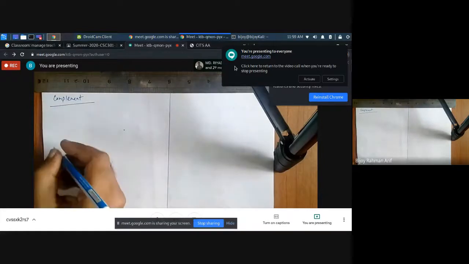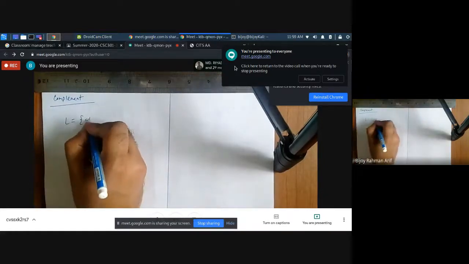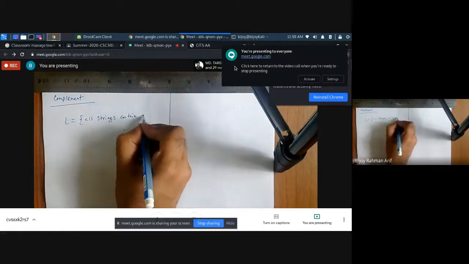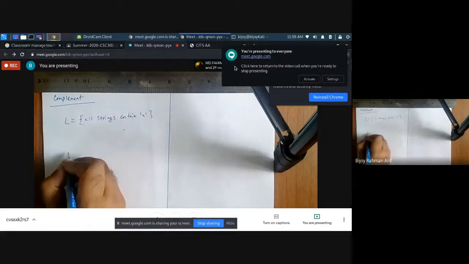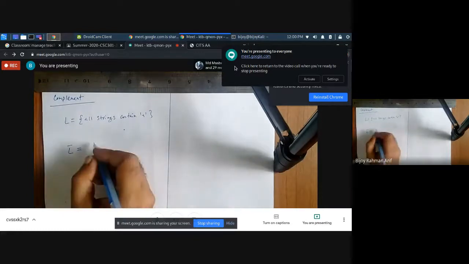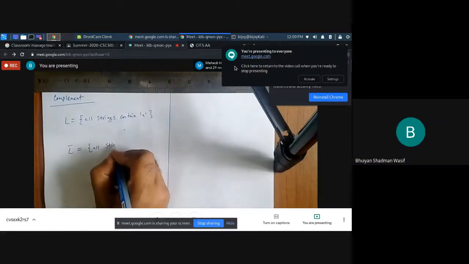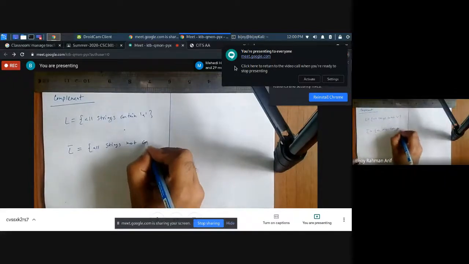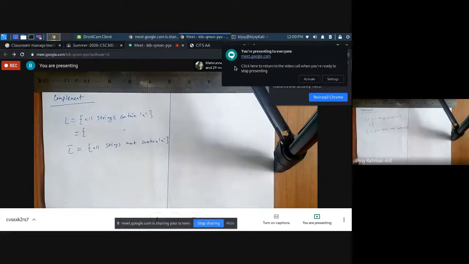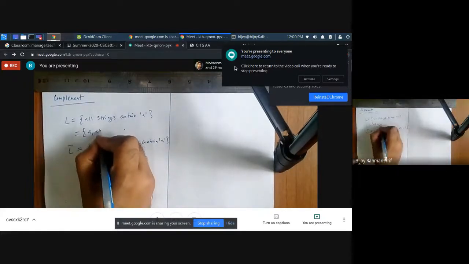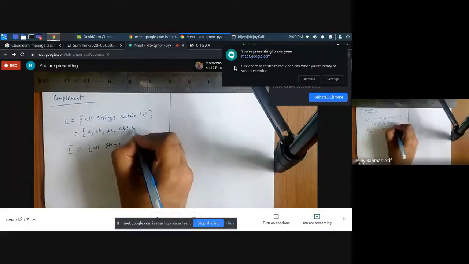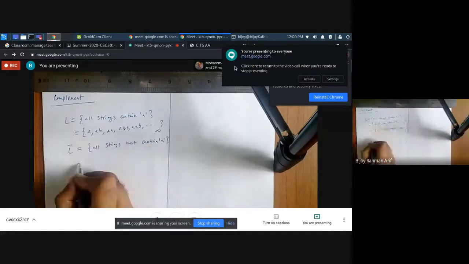So let's start. So let's assume my language is all strings contain A. Then what is the complement of this? The complement would be all strings not contain A. You are right. So what are the strings inside this language? A, AB, then AA, then ABB, AAB, so on. Infinite, right?